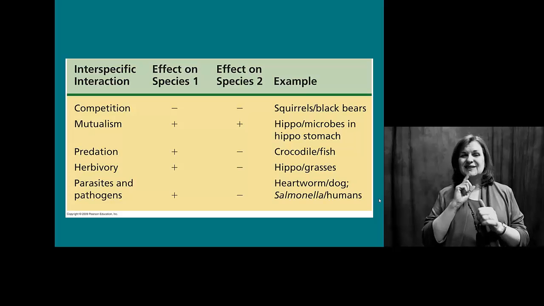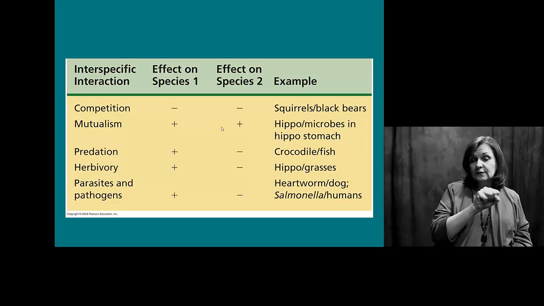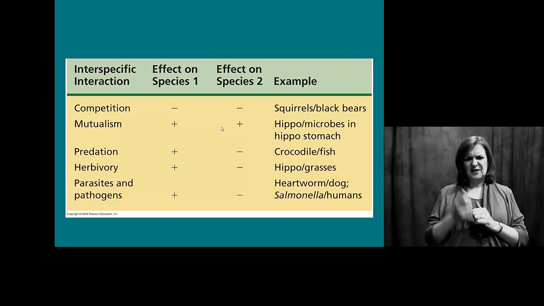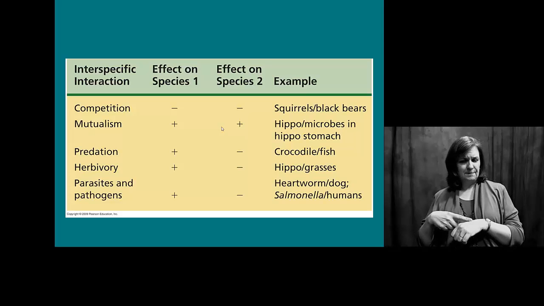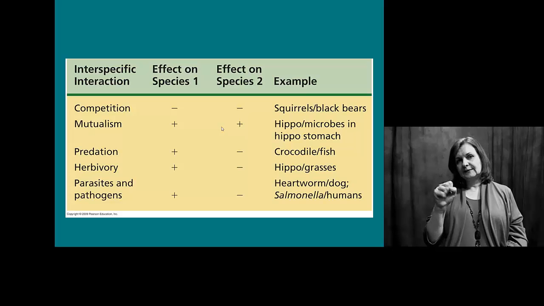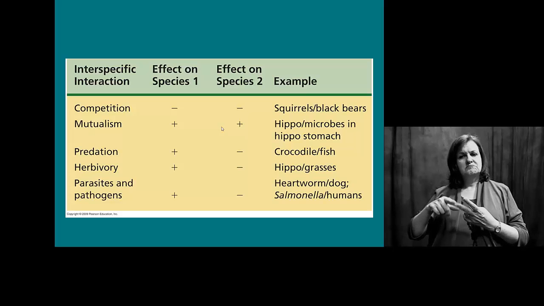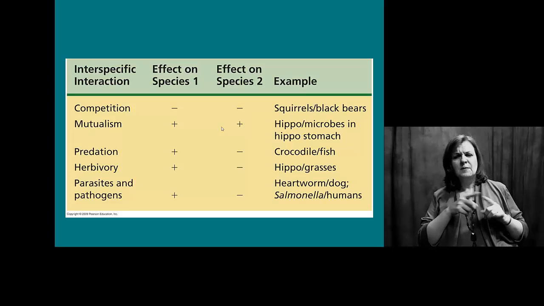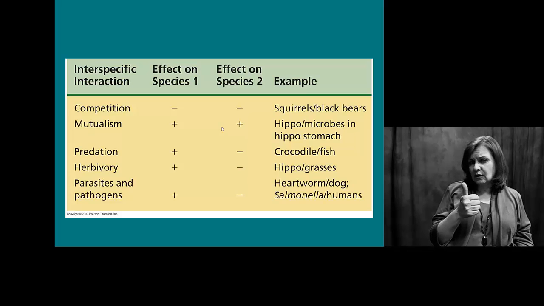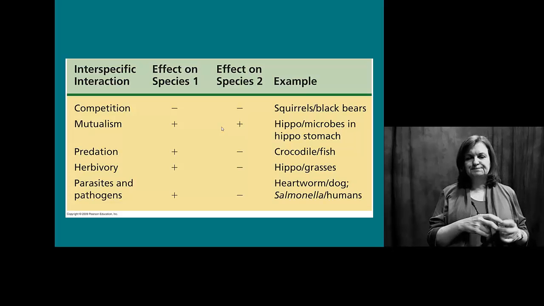When we have competition, we look at it as being negative for both species. So if we look at squirrels and black bears, this might not be a competition that you would define as competition. You might think that the black bears will win every time. But if you think about them competing for acorns, the black bears, yes, are larger. Yes, they would probably scare off the squirrels, but who do you think is better at actually collecting the acorns and manipulating the acorns, getting them stored away, and so on?